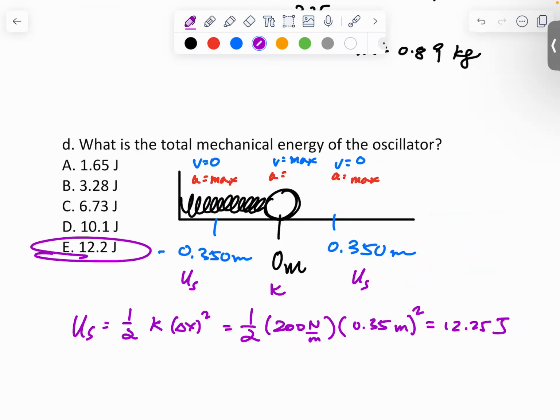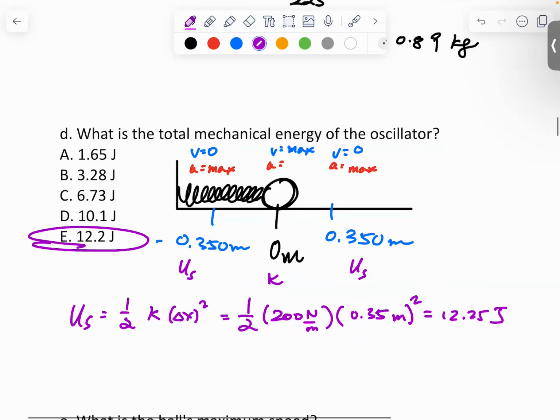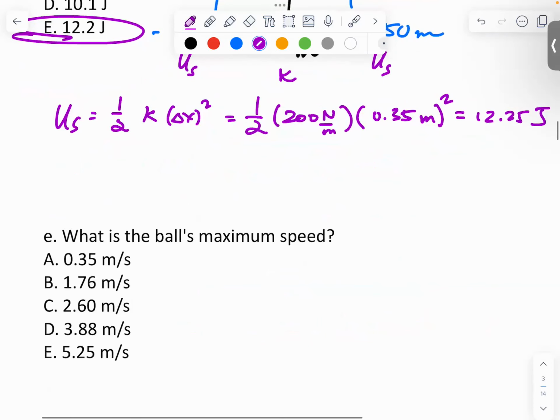Okay, so it's not really that bad, and that's why I said the stuff we're doing right now still belongs to the umbrella of conservation of energy. And now, just the final part of this question. What is the ball's maximum speed? We said right in the middle, right? It has the maximum kinetic energy because there's no more elastic potential energy. So how do we find out the velocity of the ball?